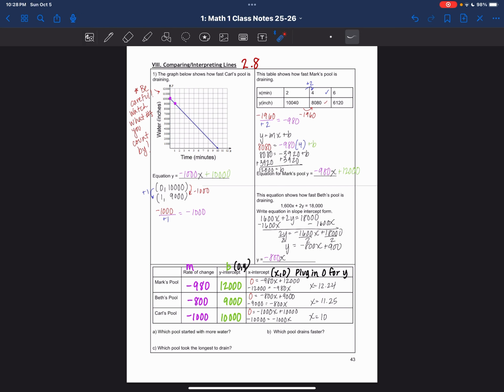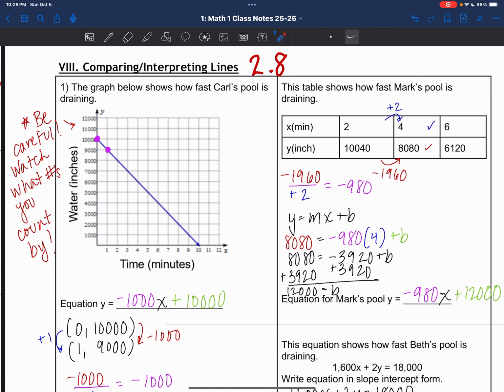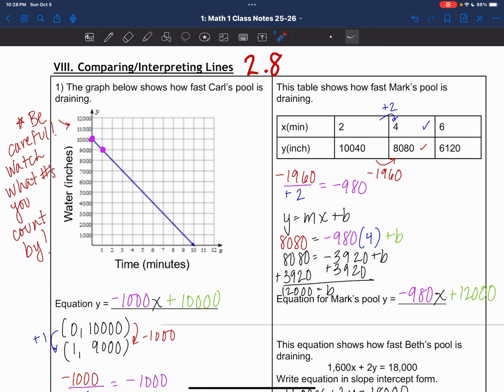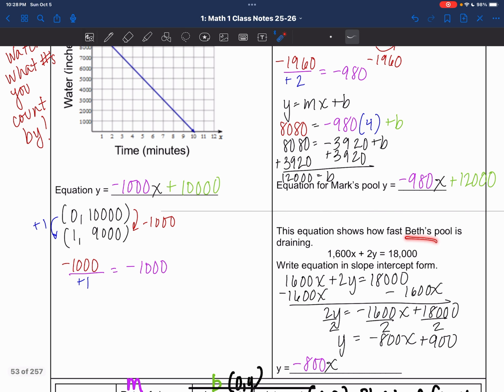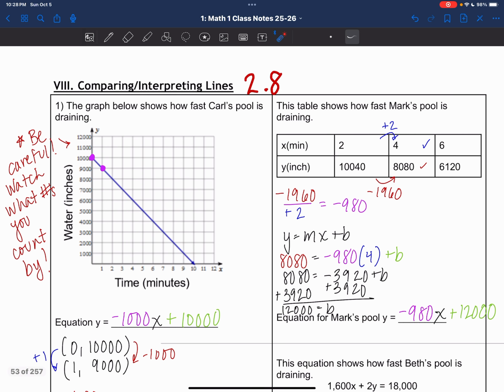All right, today what we're going to be talking about is comparing and interpreting lines. So we're taking everything we've talked about with slope, y-intercept, and equations, and now we're just comparing different situations. We're going to look at Carl, Mark, and Beth and their pools, and we're going to compare slope, y-intercept, and then certain values from it.